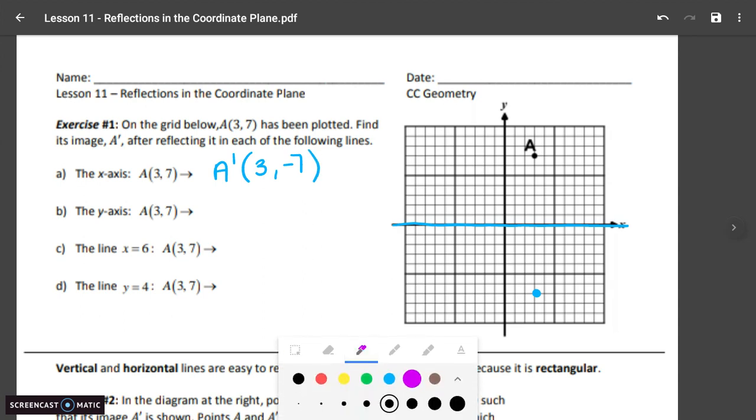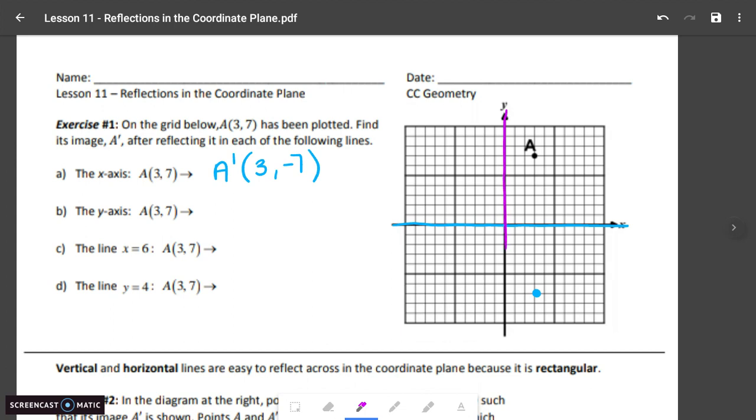We're going to do the same thing now for the y-axis. So we count to the left now 3 units until we're on the y-axis, and we go 3 more units to the left. So that version of A prime, or if I want to call it A double prime, would be (-3, 7).